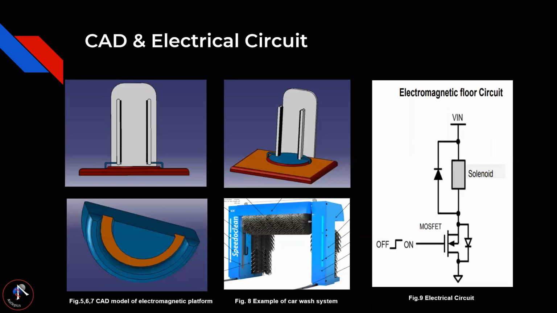These magnetic floors can consist of solenoids, and here you can see the electromagnetic floor circuit. This is basically a prototype we can develop with a simple circuit. We can use a MOSFET, where the current can be driven, and diodes so that we can control the magnetic field.